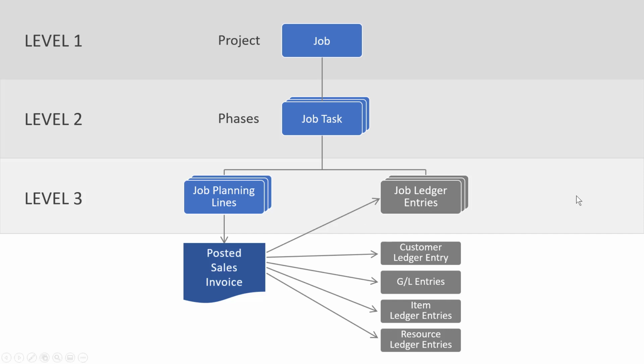We will, of course, create customer ledger entries on the customer which was set up for the job. We will create general ledger entries based on our posting setups. And depending on whether we're selling items or resources, item ledger entries and resource ledger entries can also be created. So one click when you post the invoice will generate a lot of data in your system.